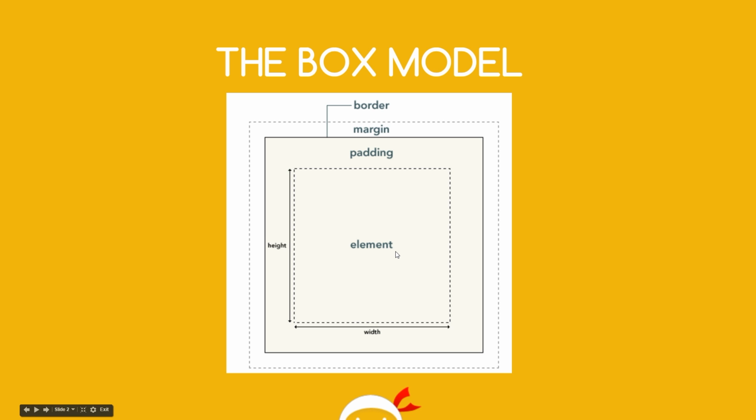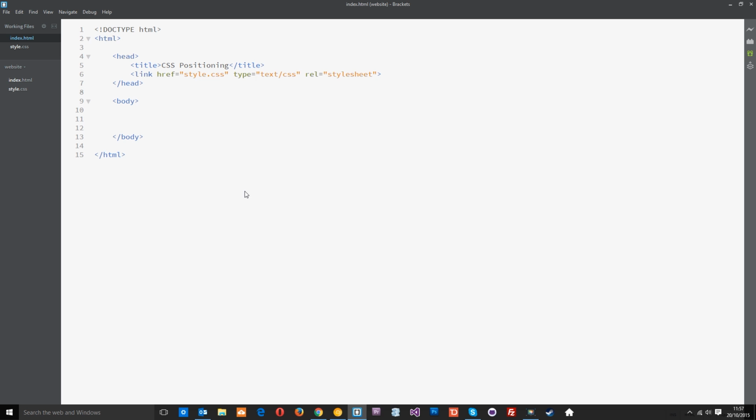And we can apply these properties to different elements in our CSS, but we can only apply them to block level elements. And by that, I mean they have a display type of block, not inline, okay? So let's take a quick look at some examples.